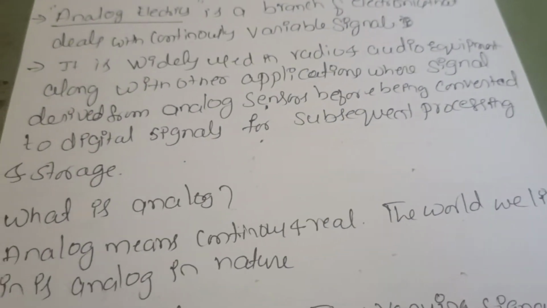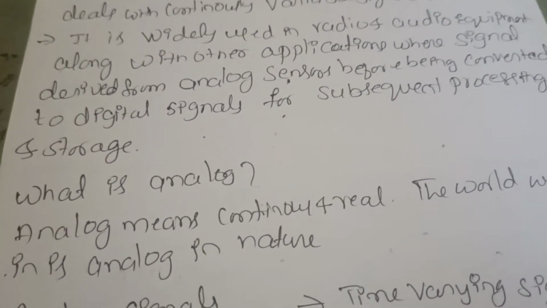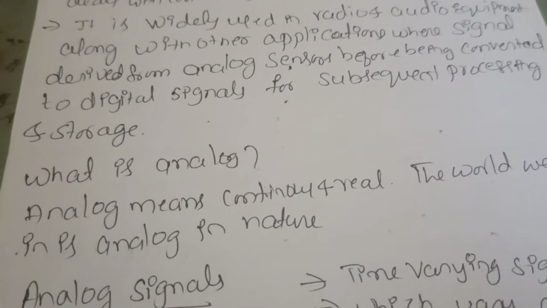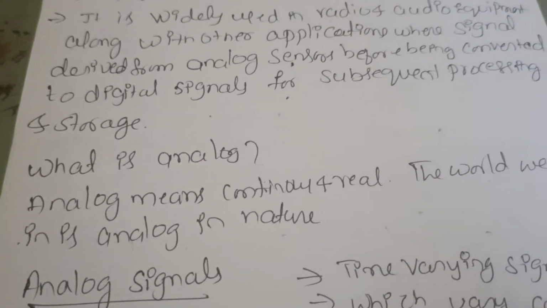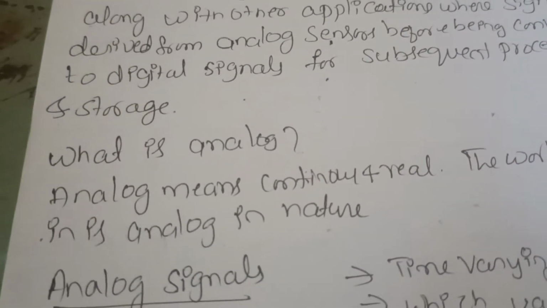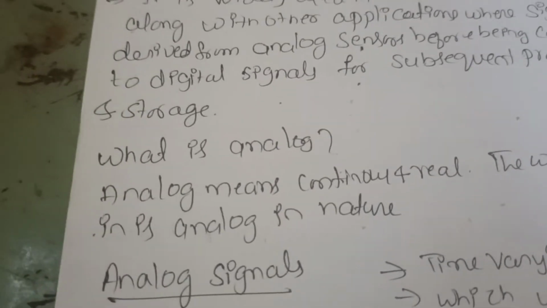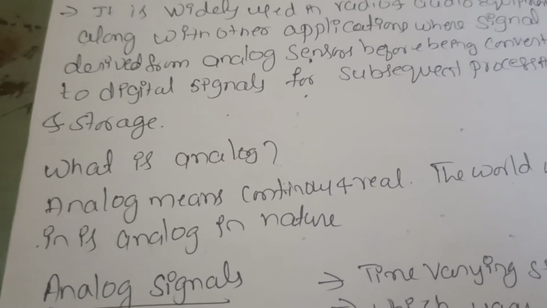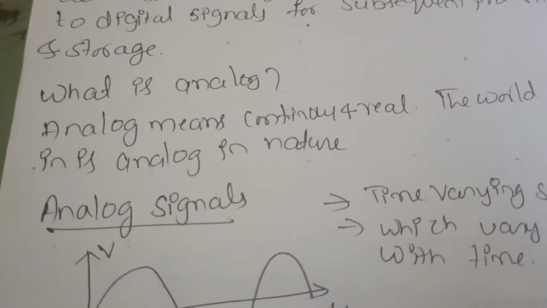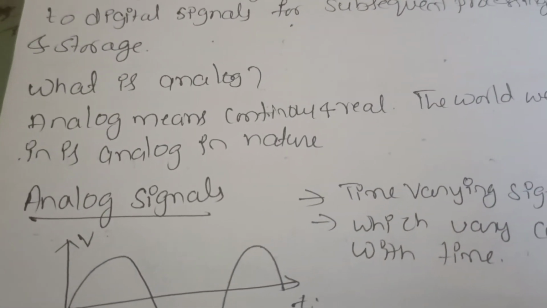Then, what do you mean by analog? Analog means continuous and real. The world we live in is analog in nature. For example, whatever I am going to speak is in analog form, and whatever signal you are going to hear is an analog signal.